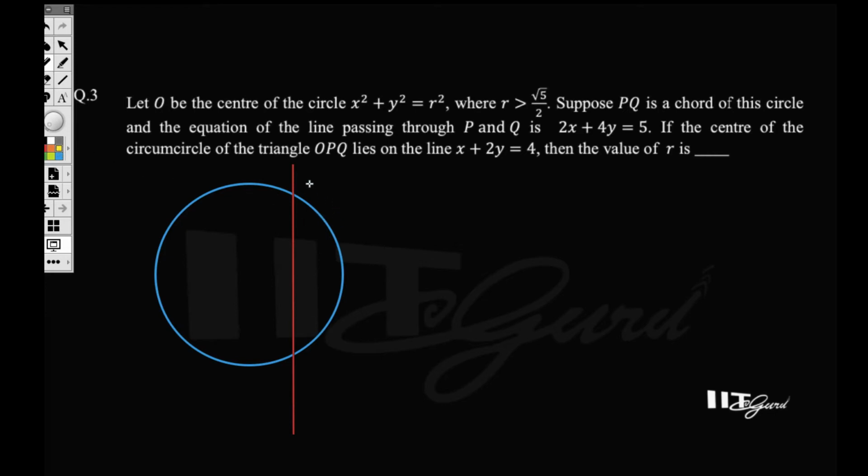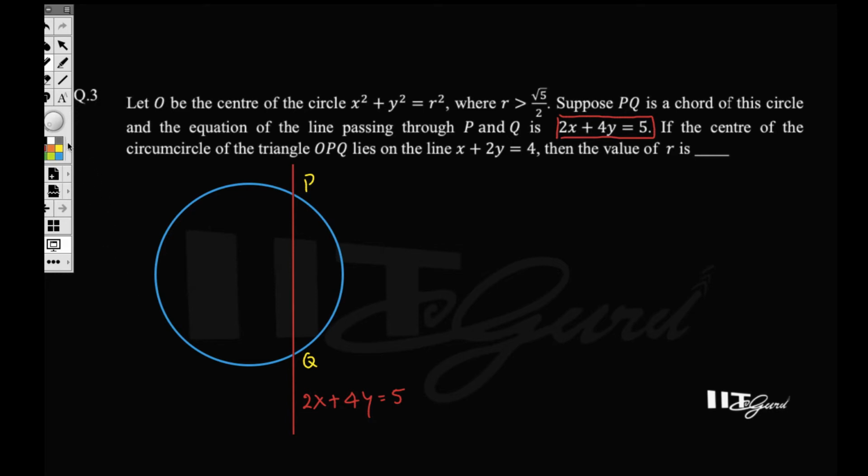Here the chord is PQ. The equation is given over here: 2x + 4y = 5. This is the equation of the chord.